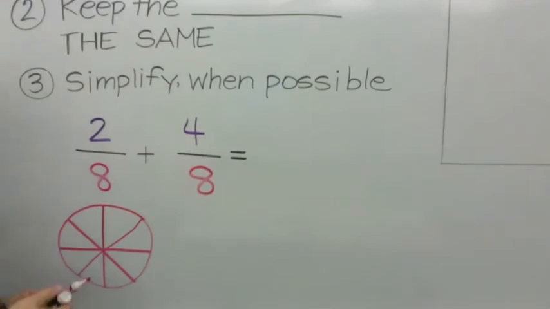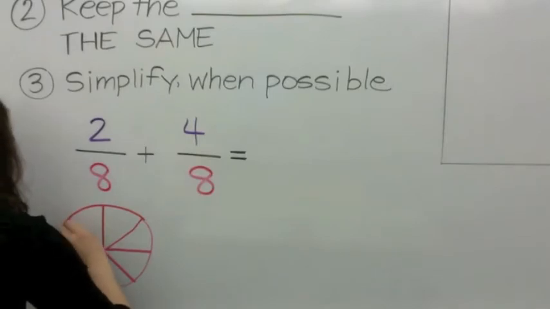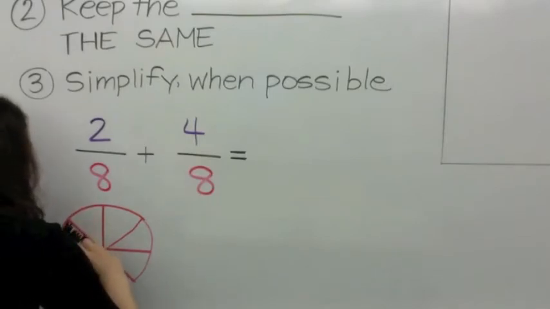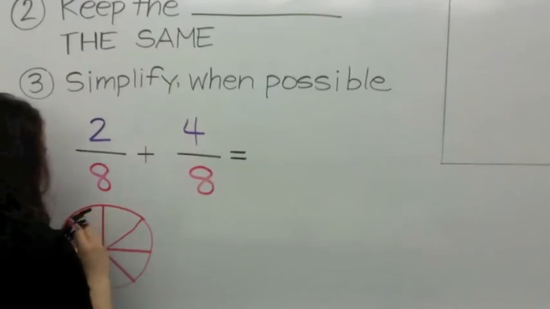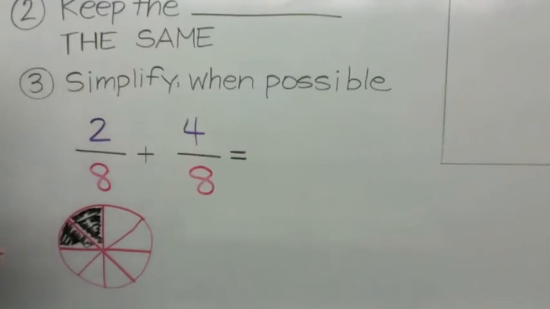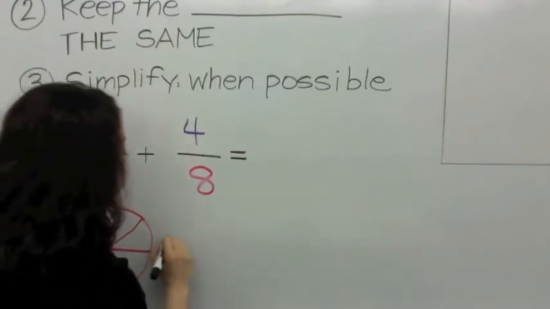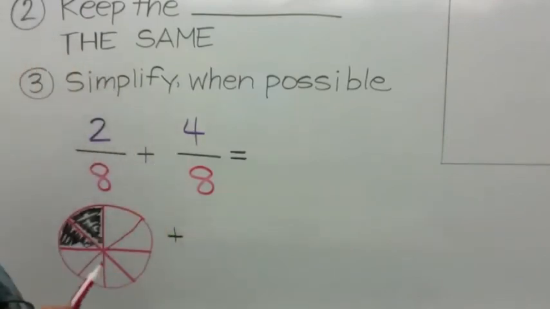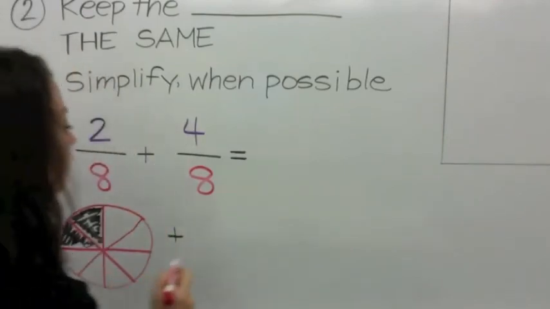All right. How many pieces are going to be shaded here? How many out of 8? You're going to have 2 out of 8, right? So you can have 1, 2. This is 2/8. You agree? 2/8. Now we're going to add 4/8 to it. All right.